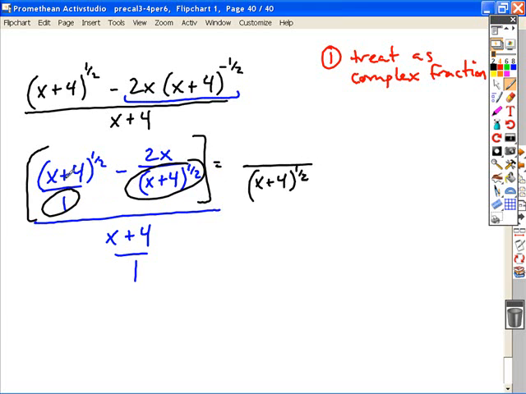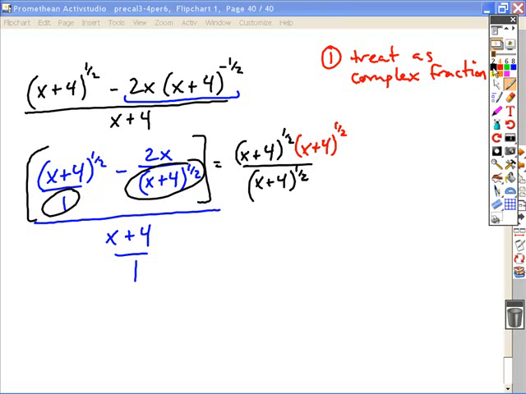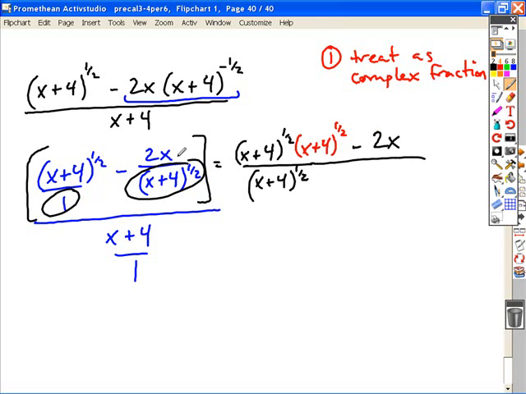Okay? And then I'm going to take my given numerator of the first fraction, x plus 4 to the 1/2, and I'm going to multiply that by the LCD factor that's missing from its denominator. What's missing? It's x plus 4 to the 1/2. Minus the next fraction's numerator, 2x, times what LCD factor is missing from this fraction's denominator? Nothing. So we can just leave it or treat it as a 1. Again, we're just working with this fraction right now.